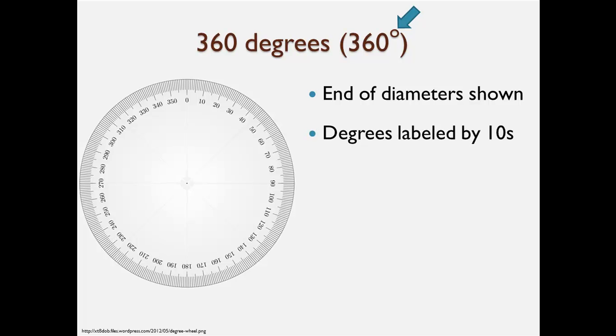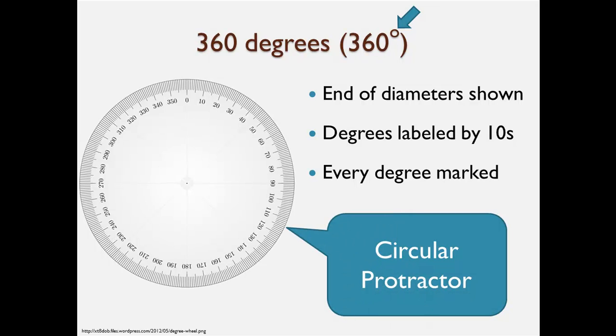The degrees are labeled by tens. Every degree is marked, so you could, for example, find 53 degrees by going to the 50 degree mark and counting 3 more lines. You've done this on things like thermometers and other kinds of devices. This thing here that we have in front of us is called a circular protractor. You might have seen other types of protractors, and we'll be using those too.